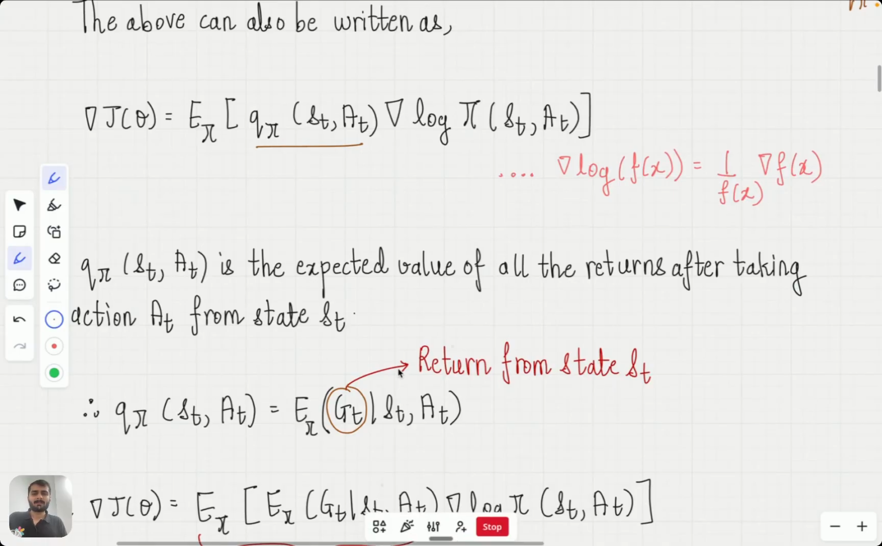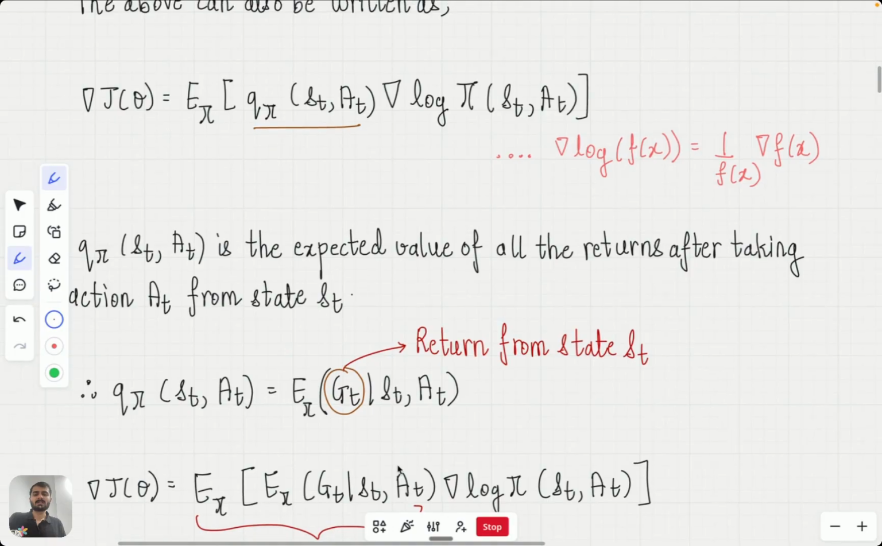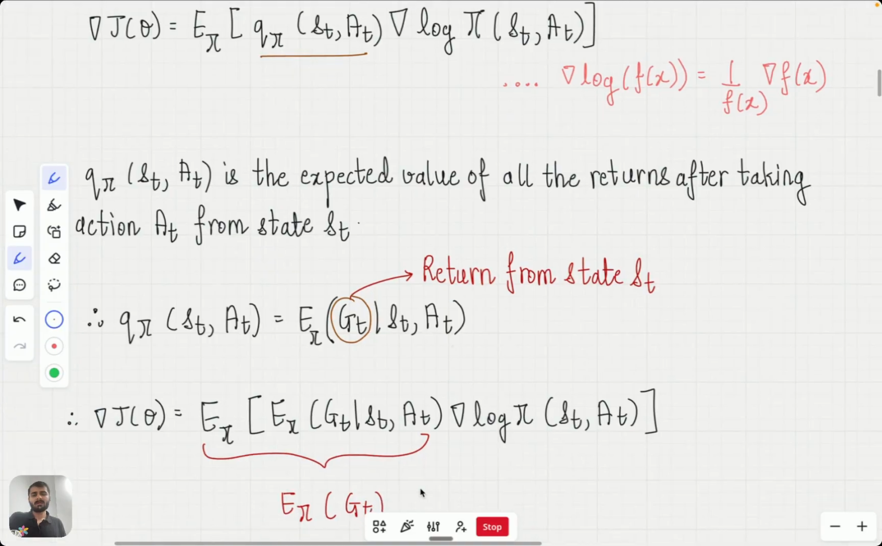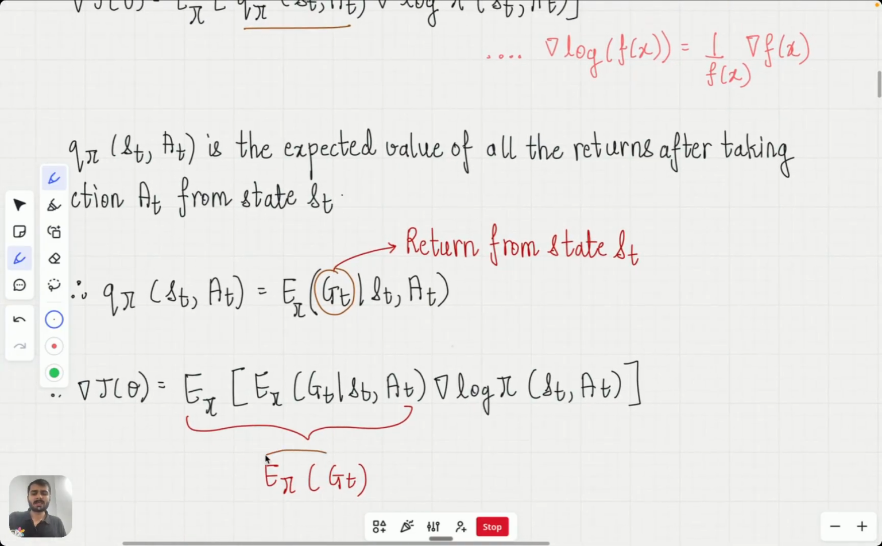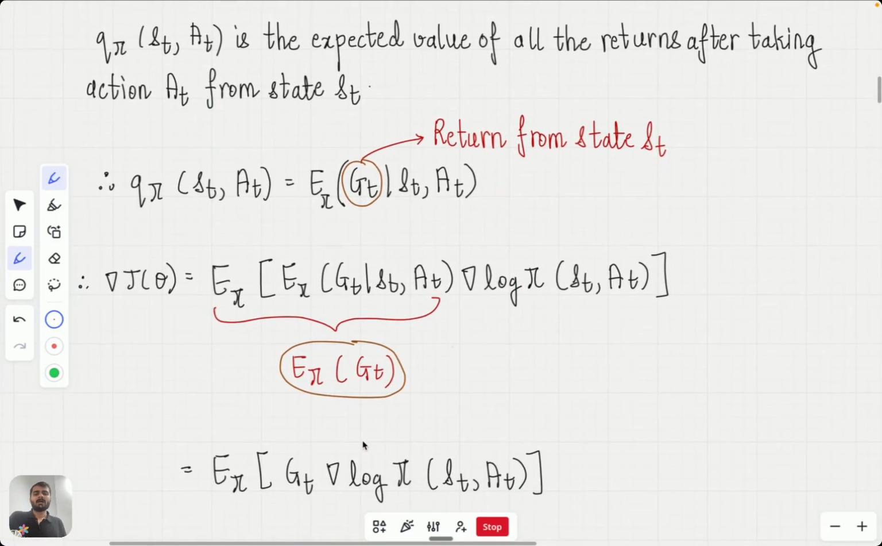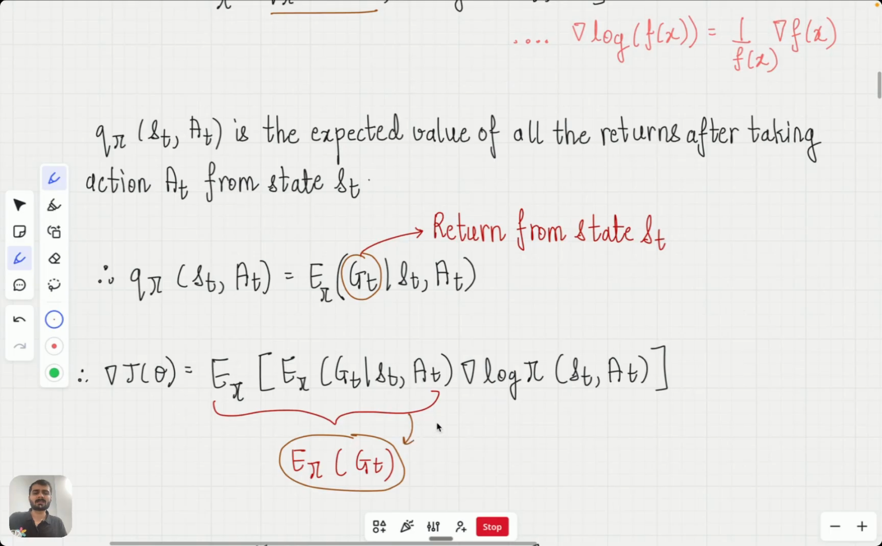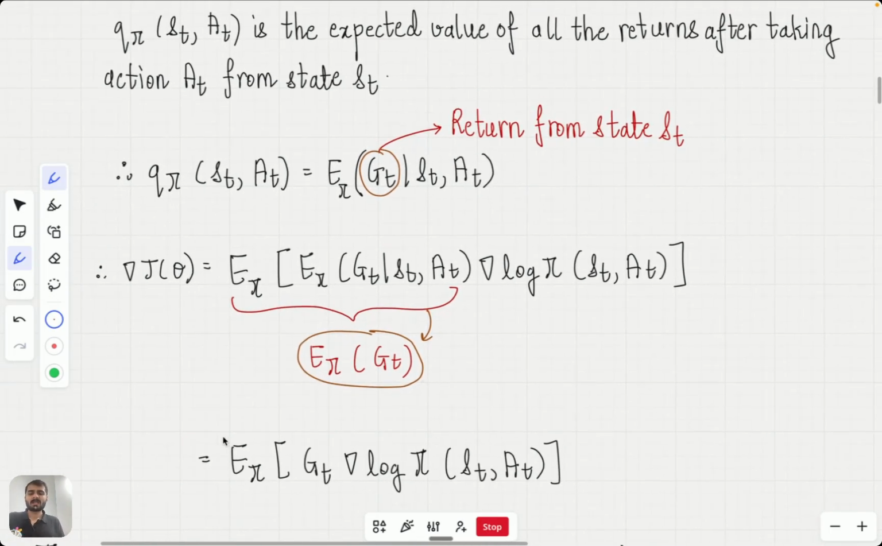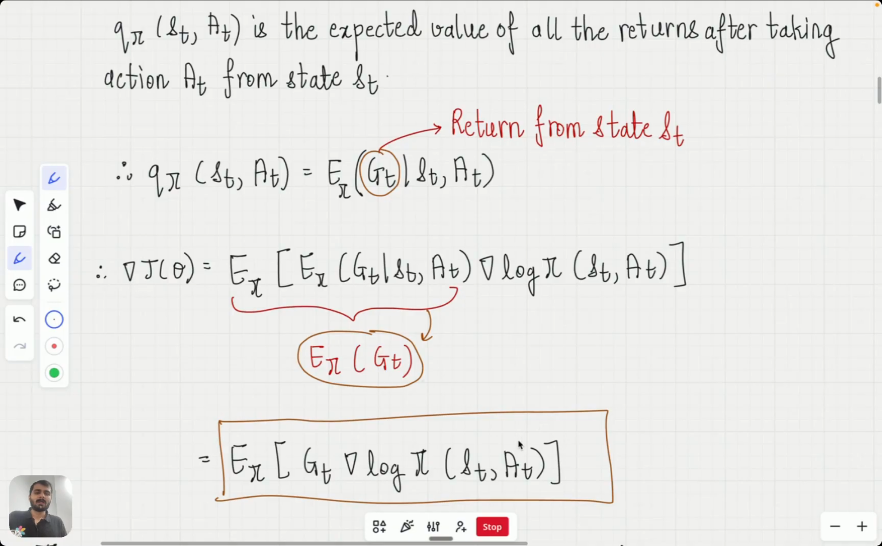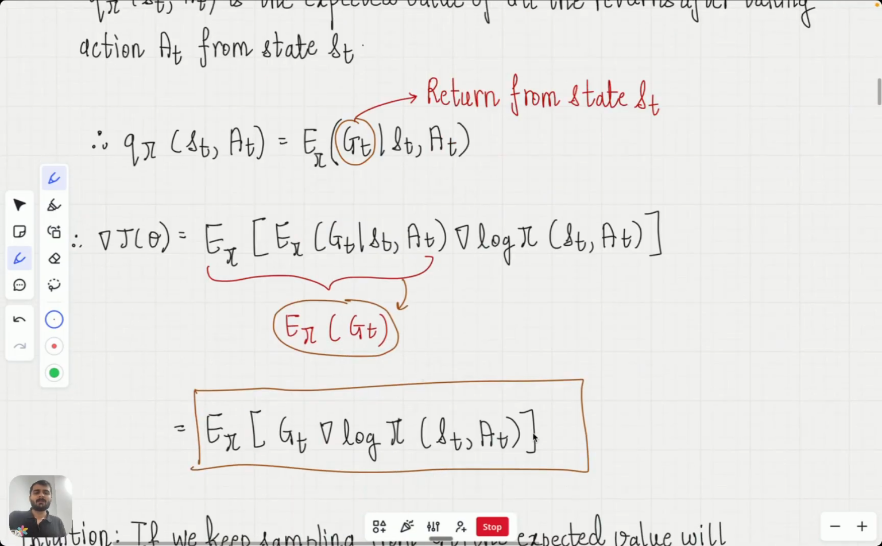Now you substitute this back into the original expression and you get the expected value under π of the expected value under π of G_t given s_t, a_t. Now it turns out that this expression can simply be written as the expected value under π of G_t. There is a theorem in probability which allows you to do this, but I don't expect you to fully grasp it at the moment. So just assume that this can be written like this, and we can write this expression as the expected value under π of G_t times the gradient of log π(a_t | s_t).